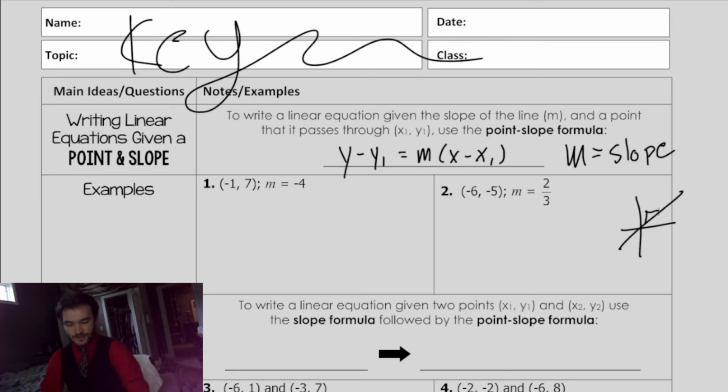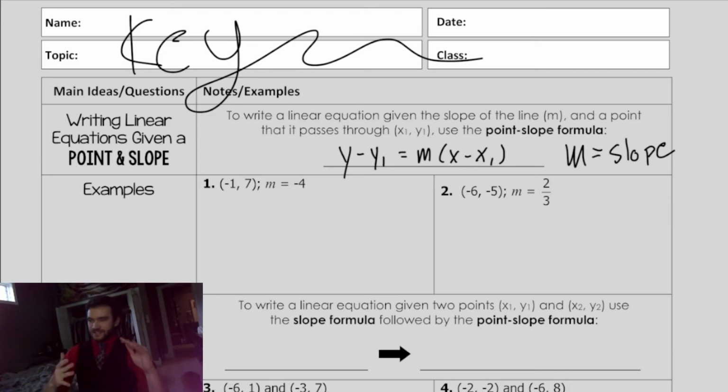Slope, of course, hopefully we all know, is rise over run. I'm not really going to get into that because that is a big thing you do in Algebra 1, so fine. Great. I say we just get started.